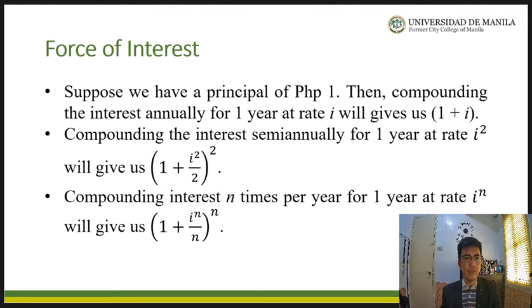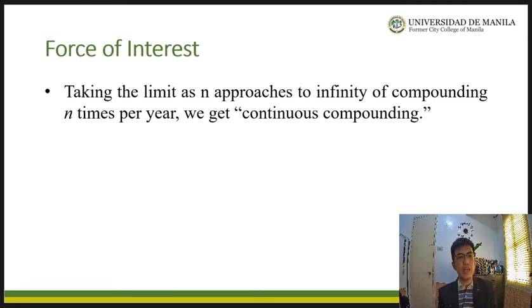And if we continue compounding the interest up to the nth number of times per year, for 1 year at rate i to the nth power, it will give us (1 plus i to the n over n) quantity to the n power. And taking the limit as n approaches infinity of compounding n times per year, we get continuous compounding. Hindi ko na papakita sa inyo kung paano dinerive sa limits. Ayoko na kayong pahirapan pa.